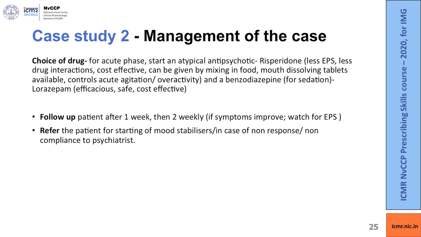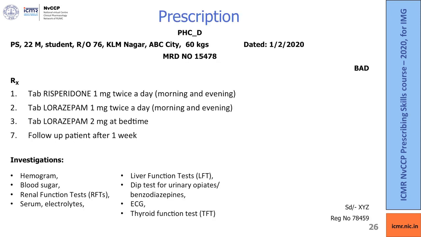It helps to control acute agitation or overactivity. We can also add a benzodiazepine for sleep disturbances. We prefer to use lorazepam as it is efficacious, safe and cost effective. So the prescription for this patient looks as follows: risperidone started at 1 mg twice a day, morning and evening, and tablet lorazepam 1 mg in the morning, 1 in the evening and 2 mg at night.